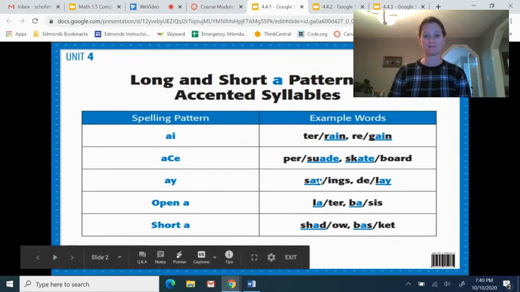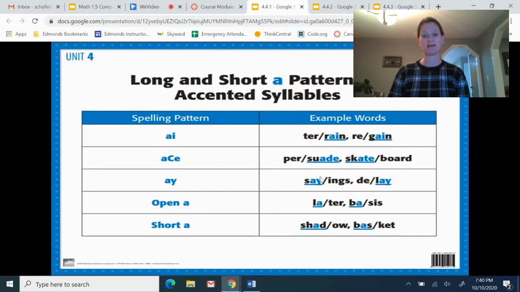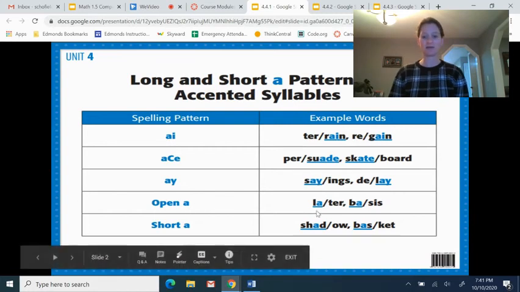Then we have the AY. And here are our words. Sayings and delay. And in sayings, the first syllable, say, is the one we accent. And in delay, lay, the second syllable is the one we accent. And they both have that AY with that long A sound. The open A, later and basis, have that open A sound. And then for the short A, we have shadow and basket. Okay, so there are some examples of the long and short A patterns in accented syllables.